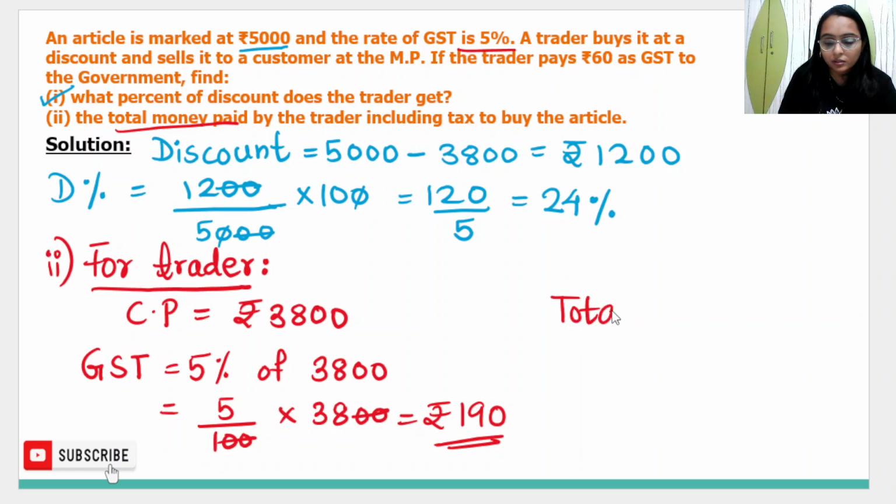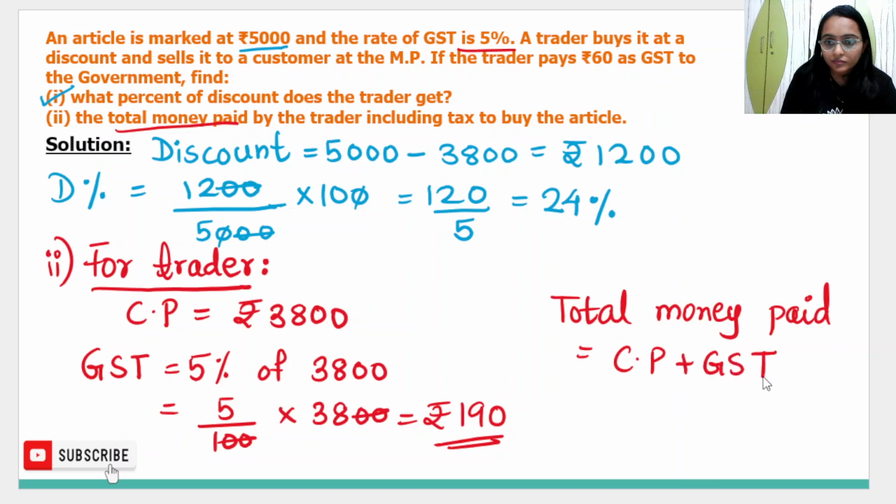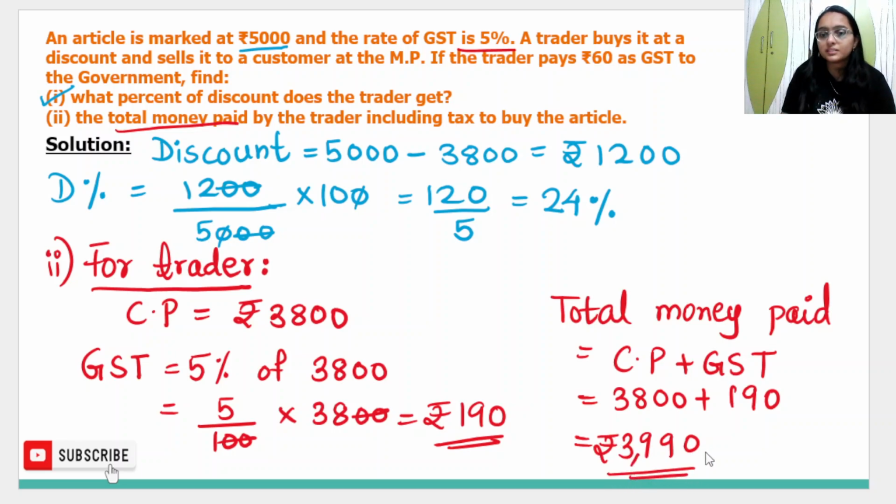And you need to find the total amount paid. So the total money paid by the trader will be how much? Cost price plus GST. So 3,800 plus GST, which is 190. So the zeros get added, 9 gets added, 8 plus 1 gives you 9, and 3. So it will be 3,990.